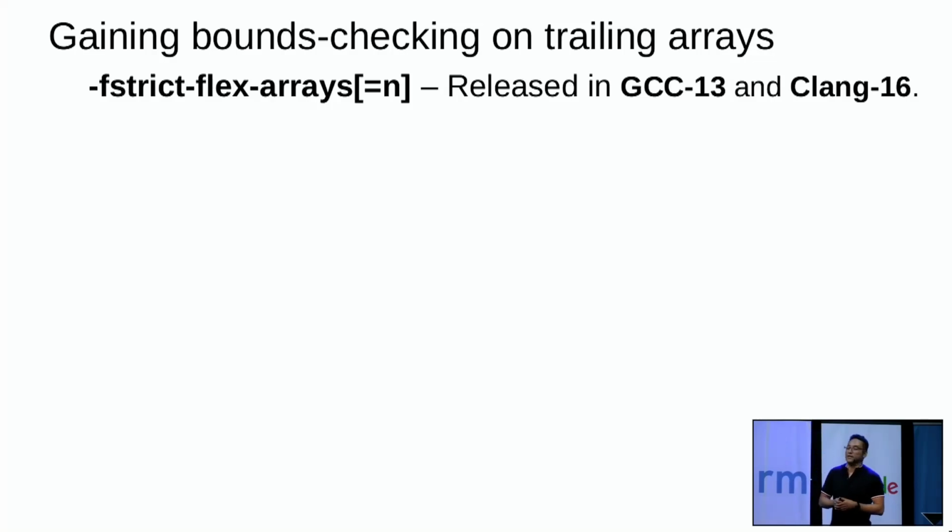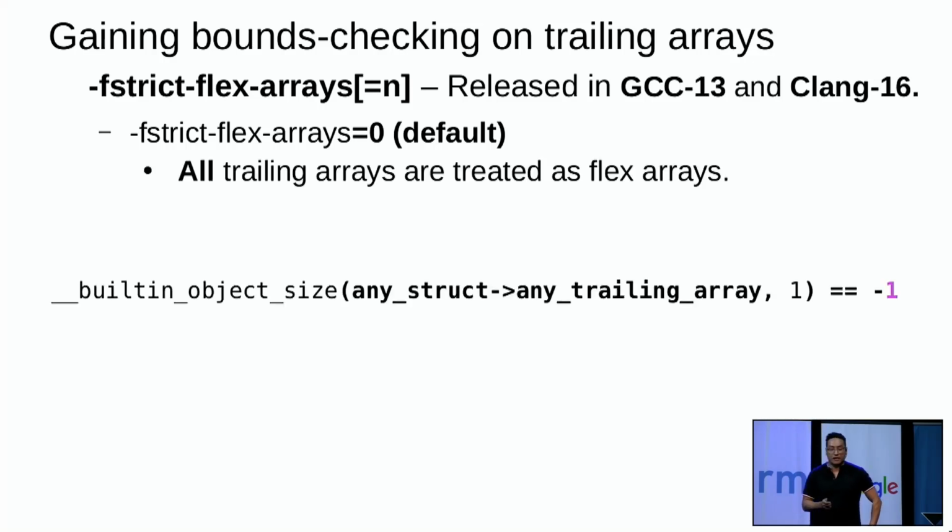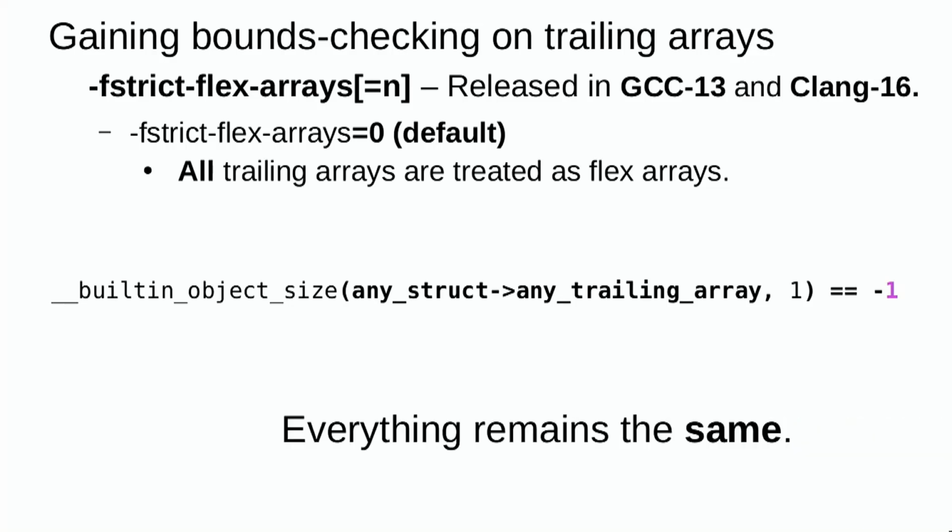So what happened is that this option was implemented. It is already in GCC 13 and Clang 16. And let's see how this option works. By default, with level value 0 for this option, everything remains the same. All trailing arrays are going to be treated as variable length objects by the compiler. If the compiler sees a trailing array of any size, it's going to say, well, I have no idea about the size of this object, so it is up to you what you do with that. So everything remains the same.